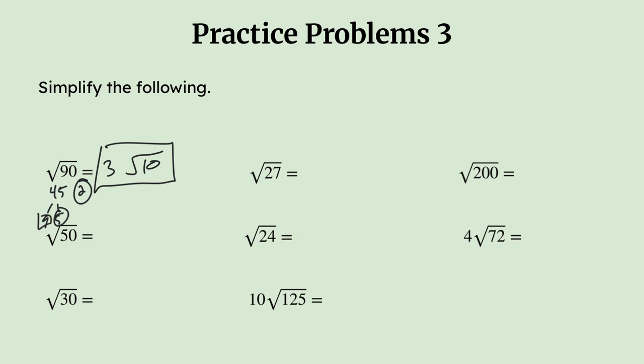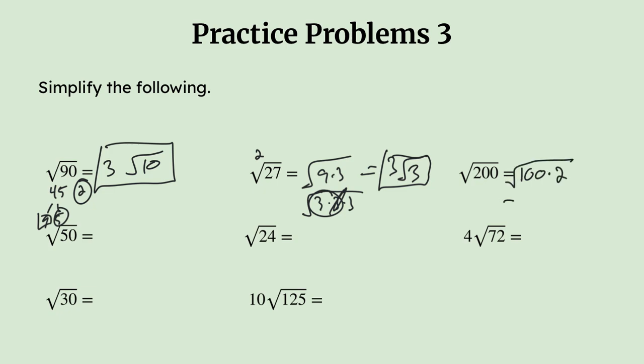And then the 2 and the 5 are left behind, so that'd be 3 square root 10. For square root of 27, that's 9 times 3 as well. So yes, there's 3 3's there, right? But we only need a pair because it's a square root. So one of these 3's comes out, that one's gone, and then the last 3 is left behind. 200 is 100 times 2. So that'd be 10 square root 2. Square root of 50 is 25 times 2. So that'd be 5 square root 2.